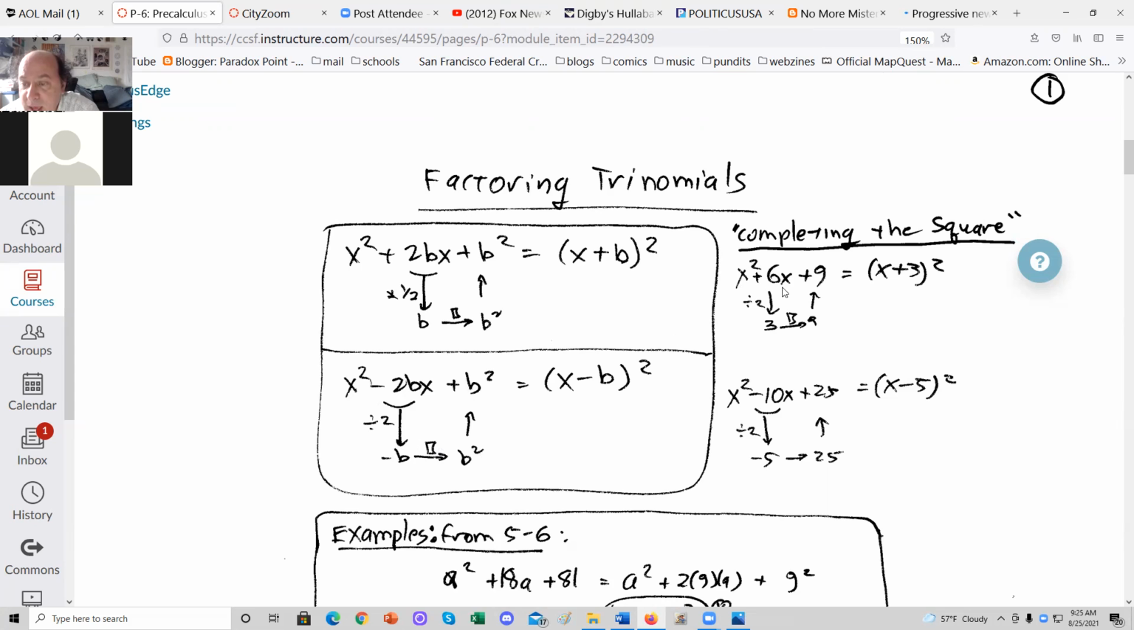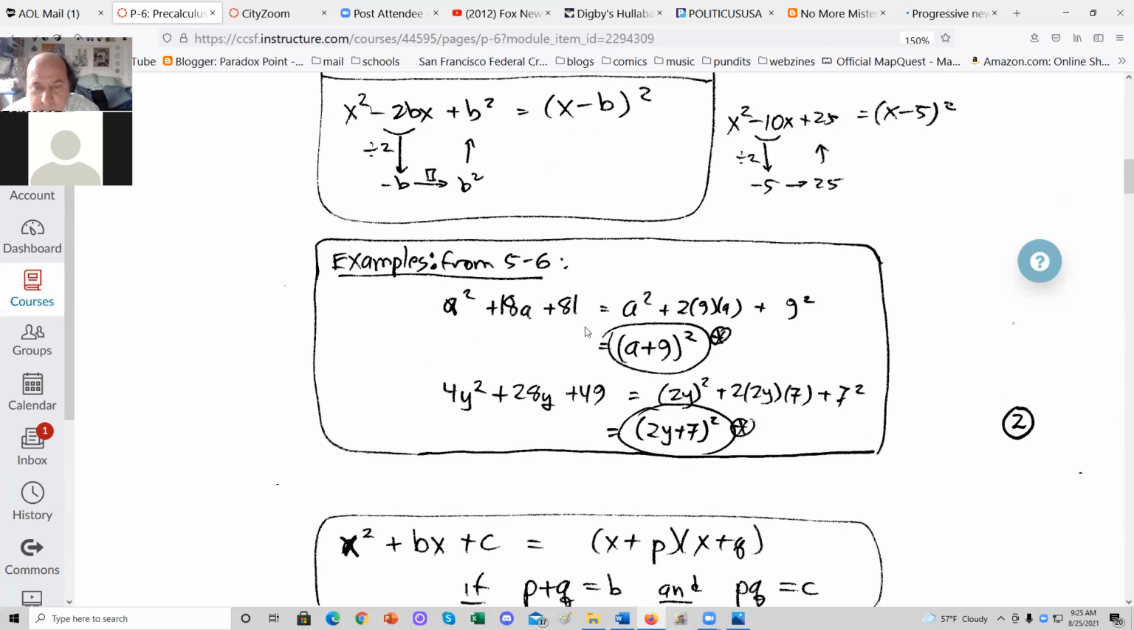So for example, x squared plus 6x plus 9. Take half of 6, which is 3. That squares to 9, which matches that. So this whole thing is x plus 3 all squared. x squared minus 10x plus 25. Take half of negative 10, which is negative 5. Squared, that's 25. And since it matches this 25, the whole thing is x minus 5 all squared. So for example, a squared plus 18a plus 81. Well, half of 18 is 9, squared is 81, so it's a plus 9 squared.